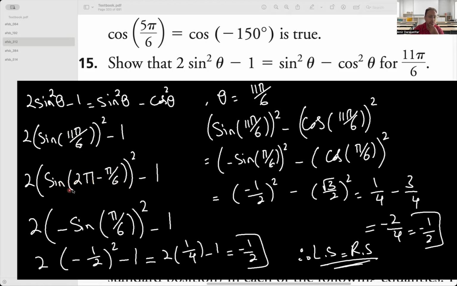And then in quadrant 4, sine is negative, so that's why I put a negative sine of pi over 6. In quadrant 4, cosine is positive according to the CAST rule. So cosine of 11 pi over 6 would be the same thing as cosine of pi over 6. They're the same thing.